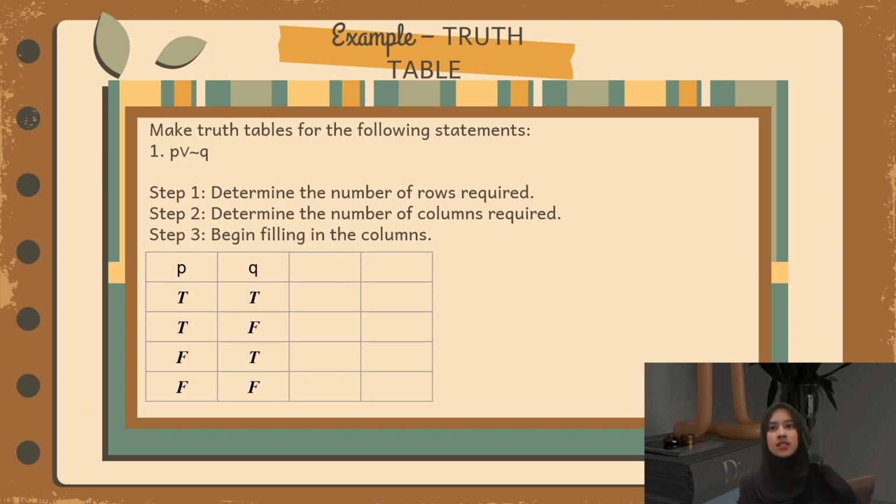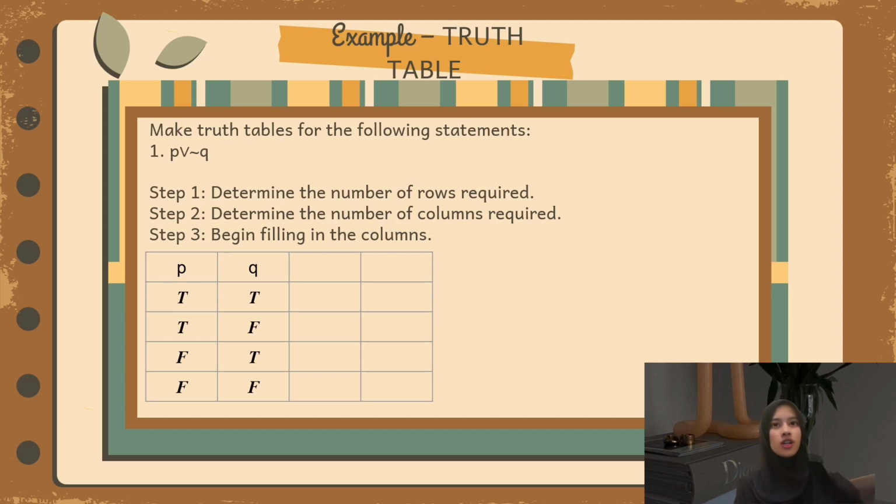The next step is to determine the number of columns required. There will be 1 column for each basic variable and 1 column for each occurrence of a logical connective. In the statement P disjunction negation Q, this means that we will have a total of 4 columns.